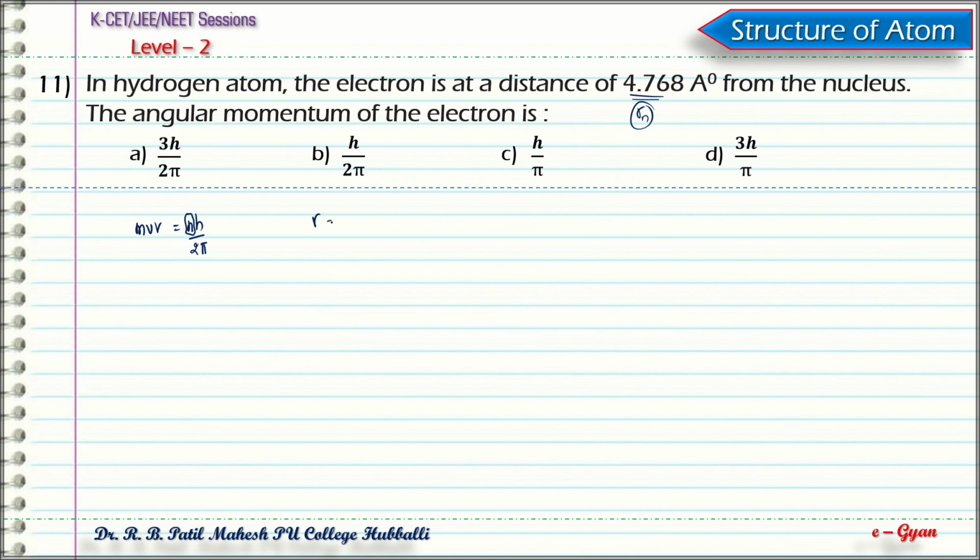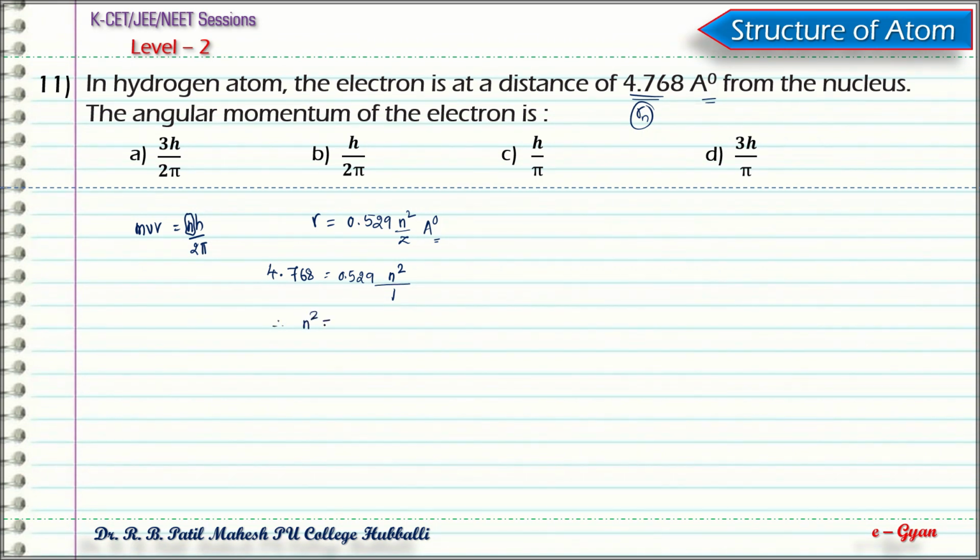The radius is given by the formula 0.529 n square divided by Z angstrom units, or 52.9 n square by Z picometers. The value is given in angstrom units, so we can go with angstrom units. Our value is given as 4.768, which is equal to 0.529 n square divided by Z. For the hydrogen atom, Z is 1.